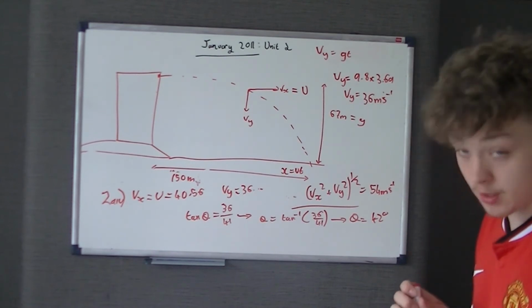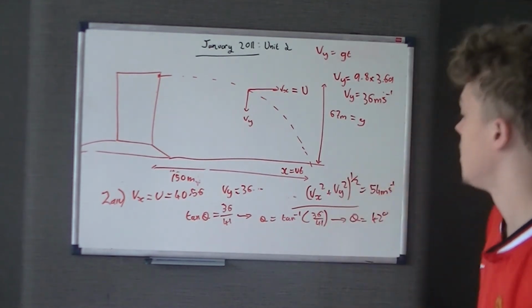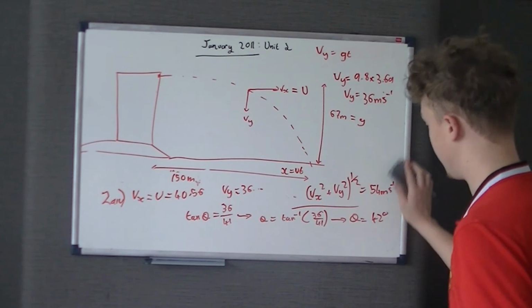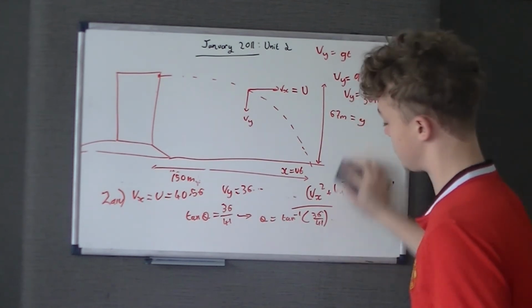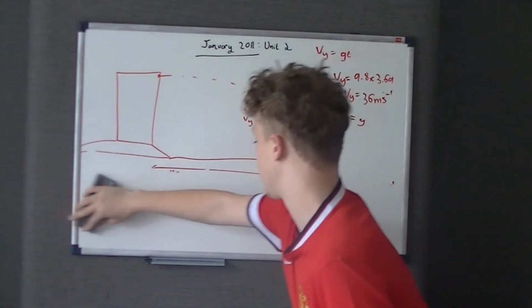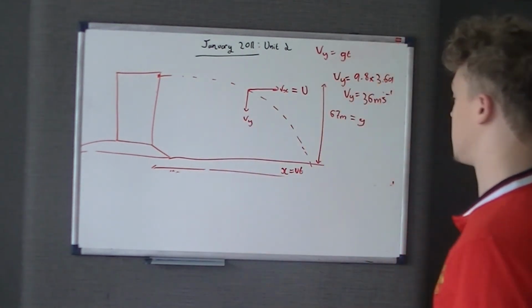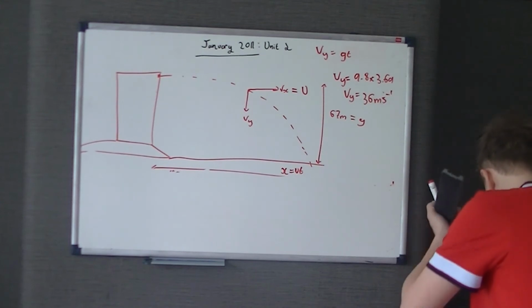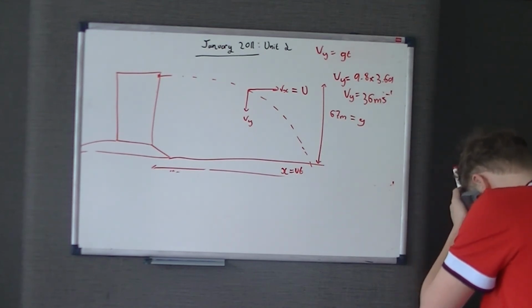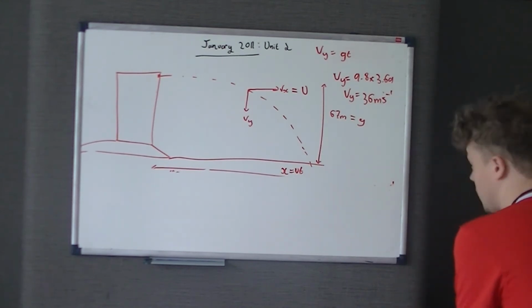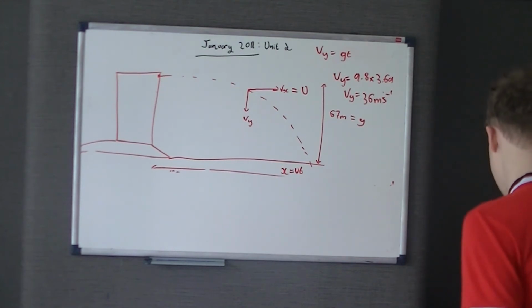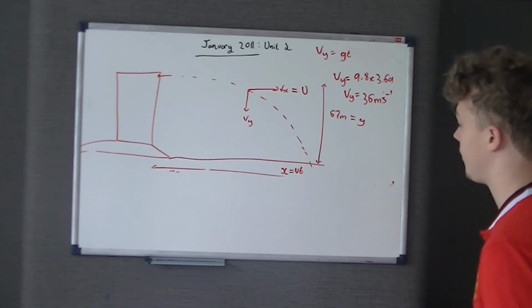Sorry, I've got a cold. So the overall velocity is 54 meters per second, and that's the most of that question done. And we've still got a bit more. You could have done that by scale drawing, but I think that's a bigger area for error.